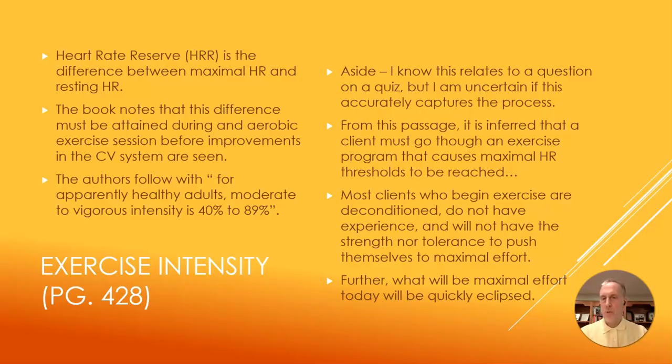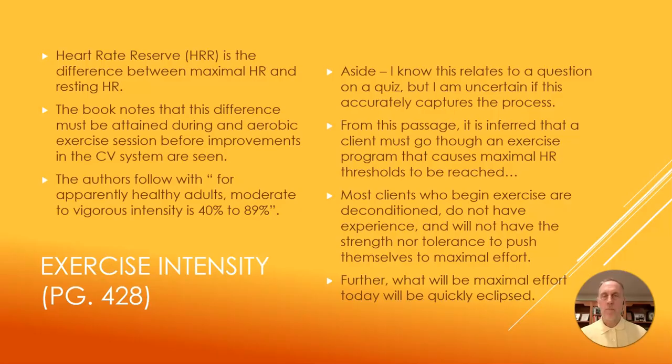The authors follow with, for apparently healthy adults, moderate to vigorous intensity of 40 to 89%. And just realize that should be an "or," not "and." I'll fix that. Now, I know this relates to a question in the quiz, but I'm uncertain if it accurately captures the process. It's inferred that a client must go through an exercise program that causes maximal heart rate thresholds to be reached to be able to calculate heart rate reserve. And in some regards, I don't think that's the case.